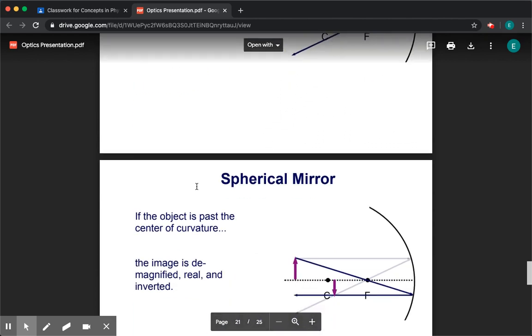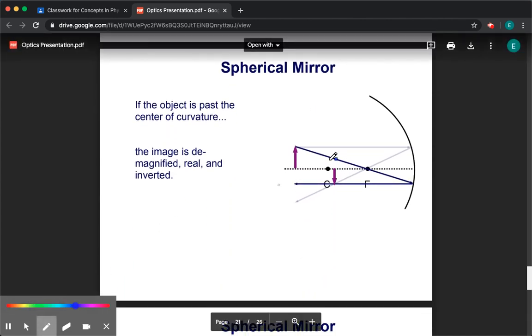If you are behind the point of curvature, okay, so if you're behind C, if you're here on the left side of C, the image is going to look smaller. It's going to be real, meaning it's going to be in front of you, and it's going to be inverted, which means it's going to be upside down. Okay, so this is the second one.